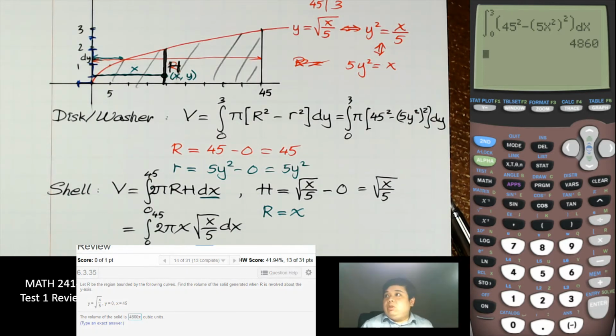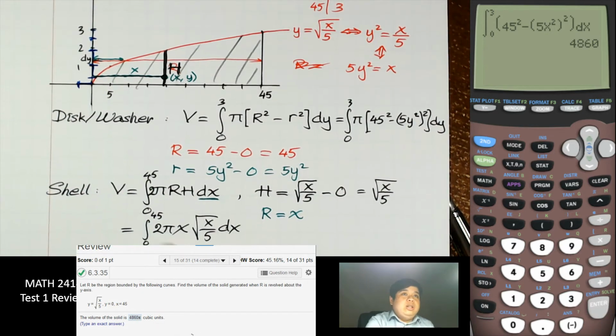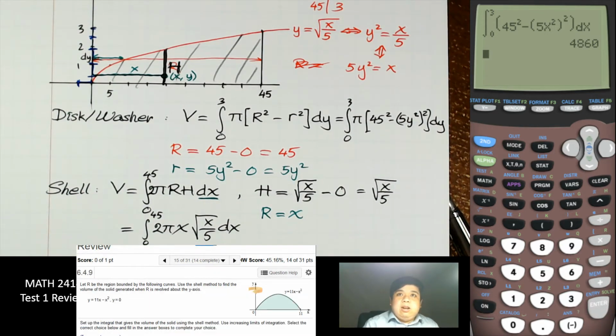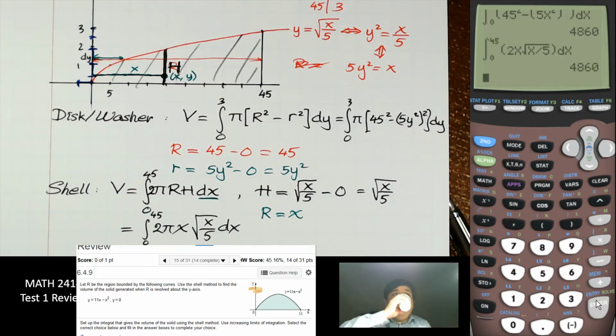Right, good. We can also do this. Let's try that. Math number 9, I will leave the pi out of it. 0 to 45. There's still a 2x square root x divided by 5 dx. Yeah, we should get the same thing.